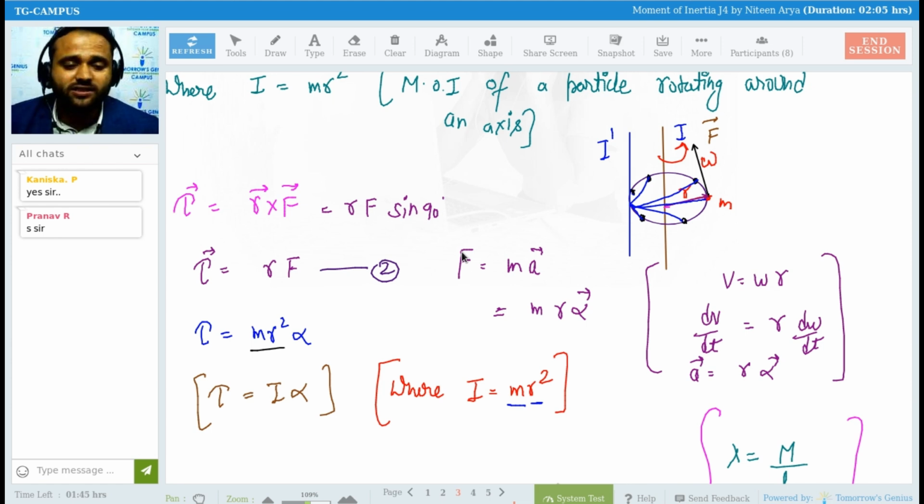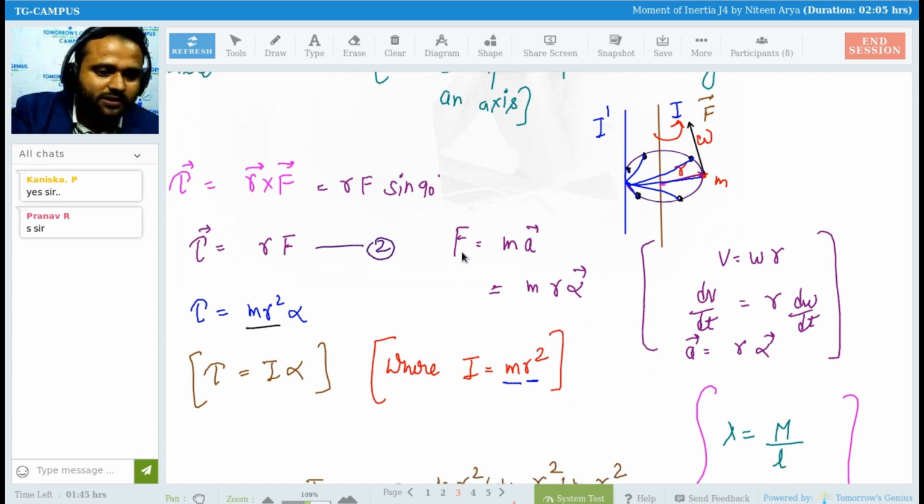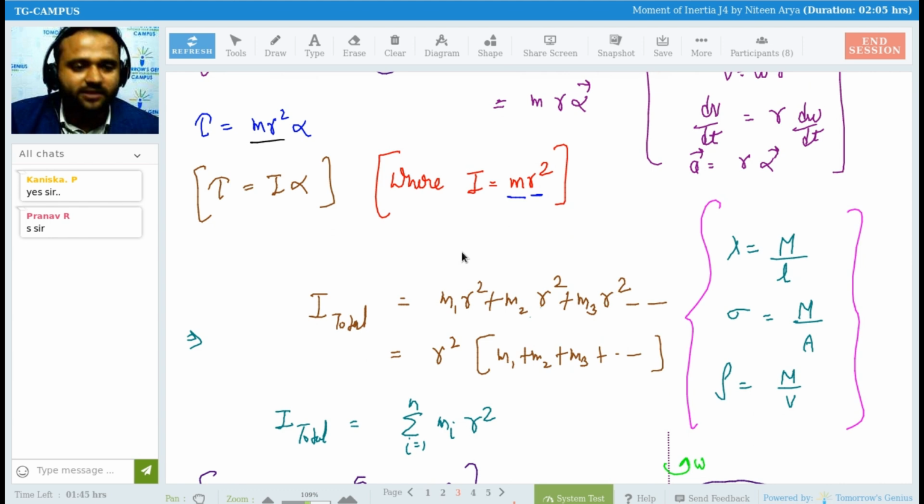The moment I change the type of body, it changes also, and that is why I give you this. For example, for linear mass density, you can understand from here even. For linear mass density, my dm is going to be rho dr, one thing only.